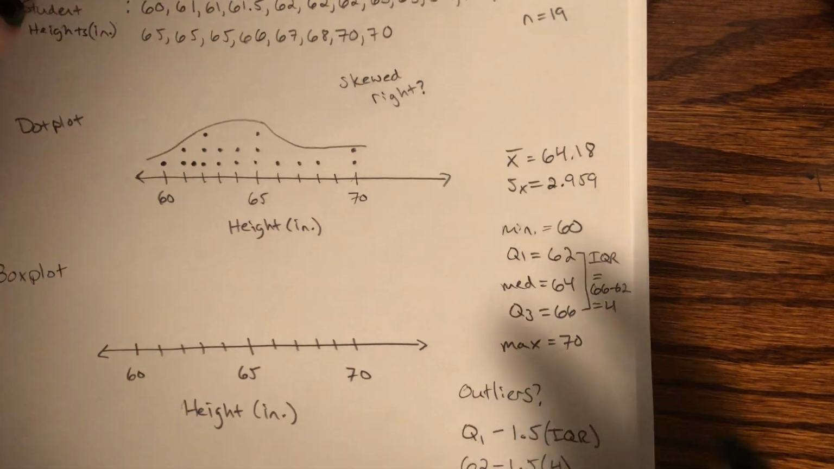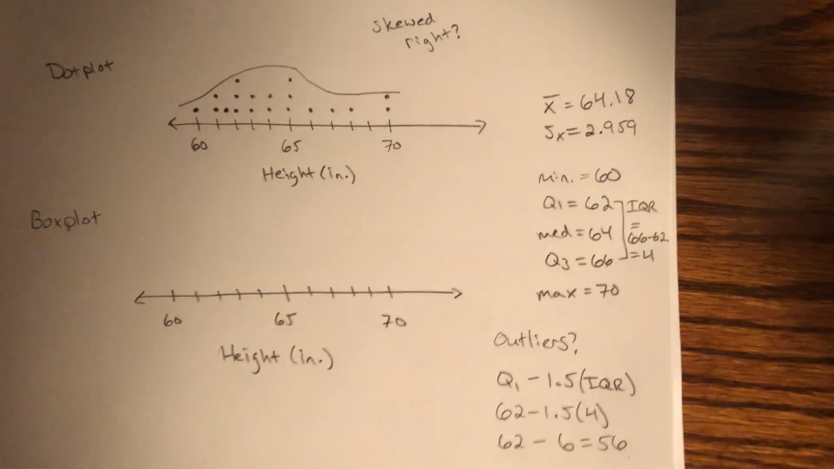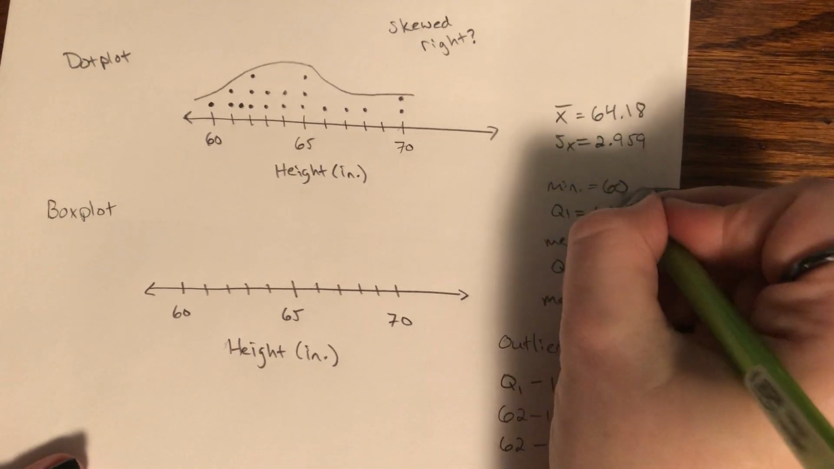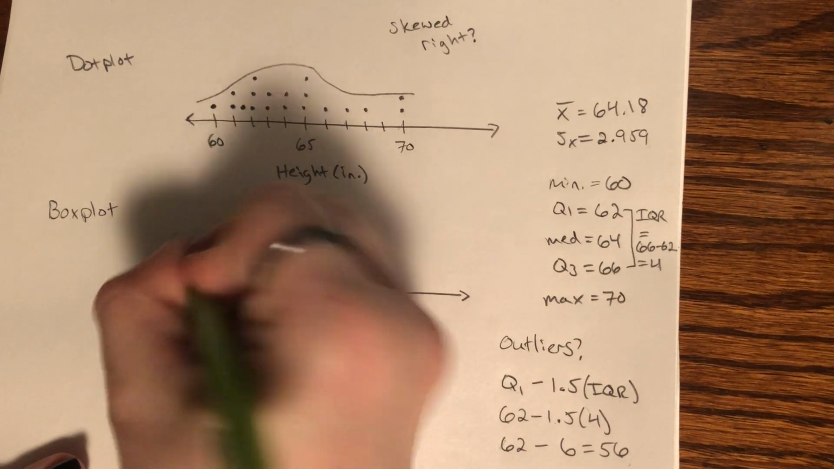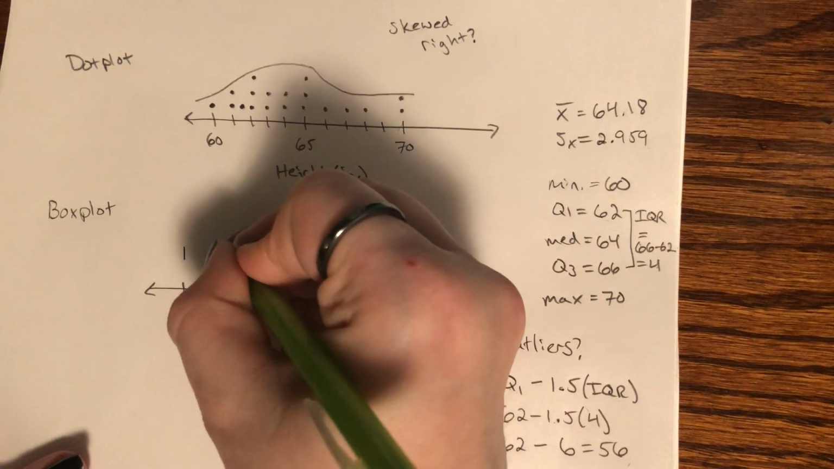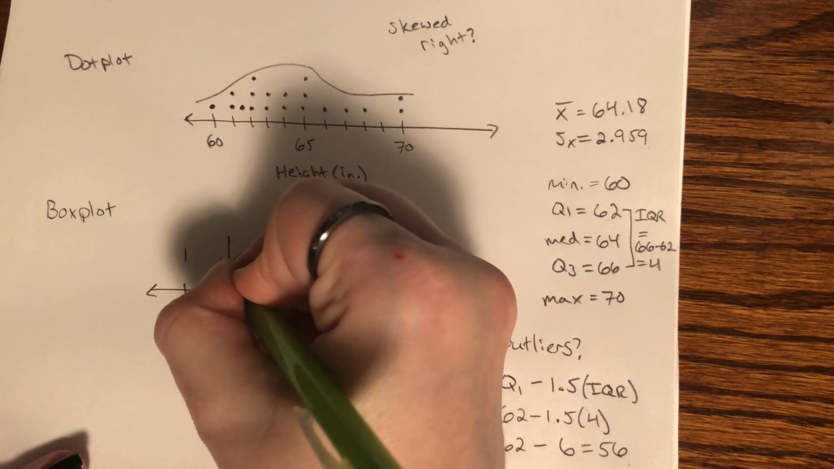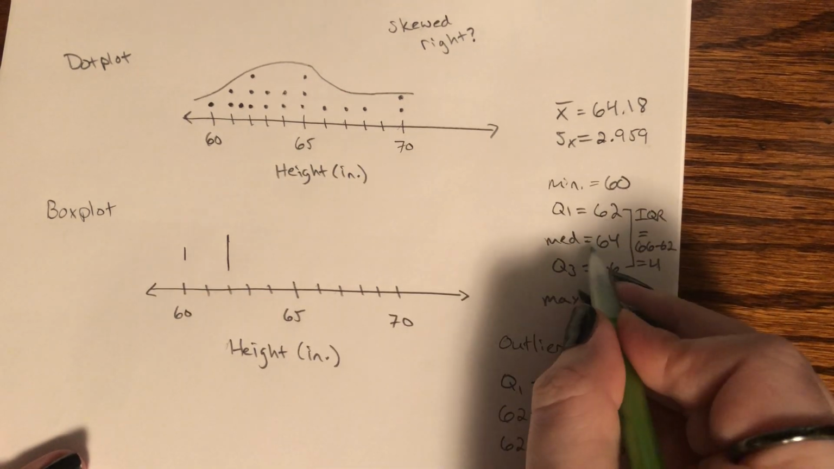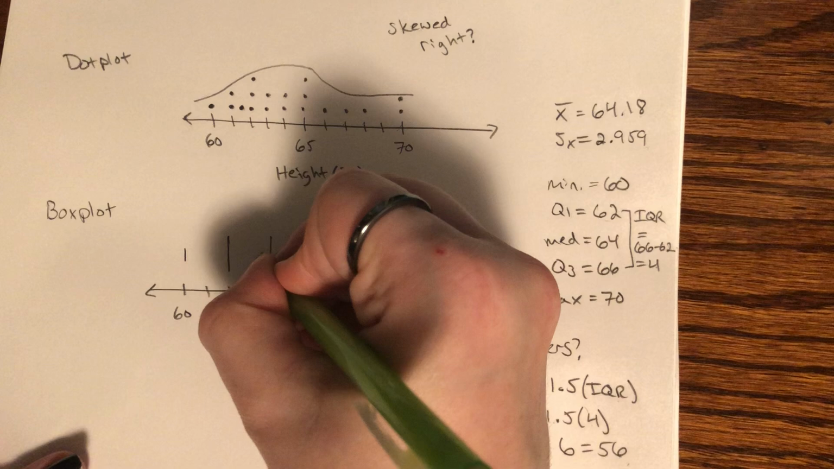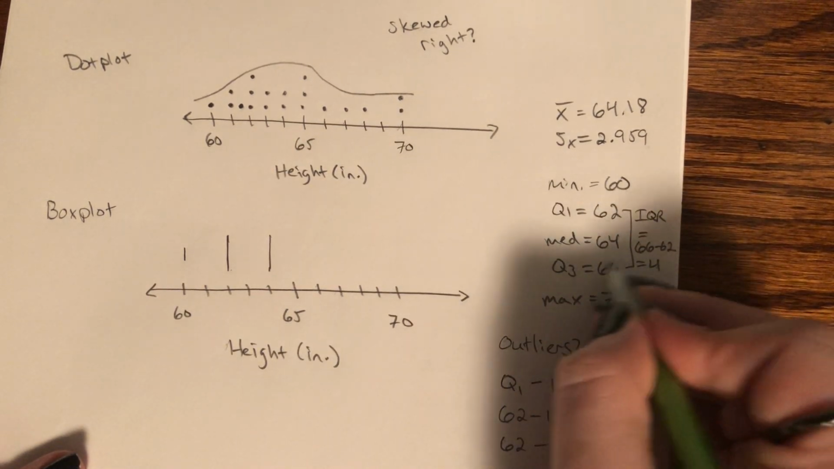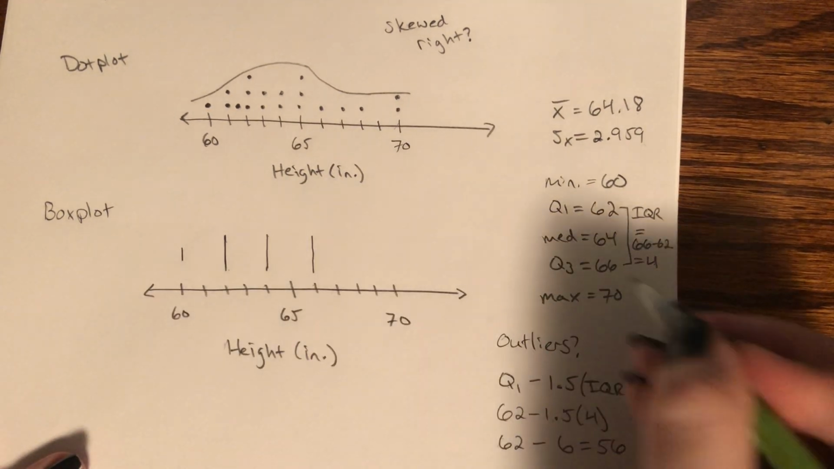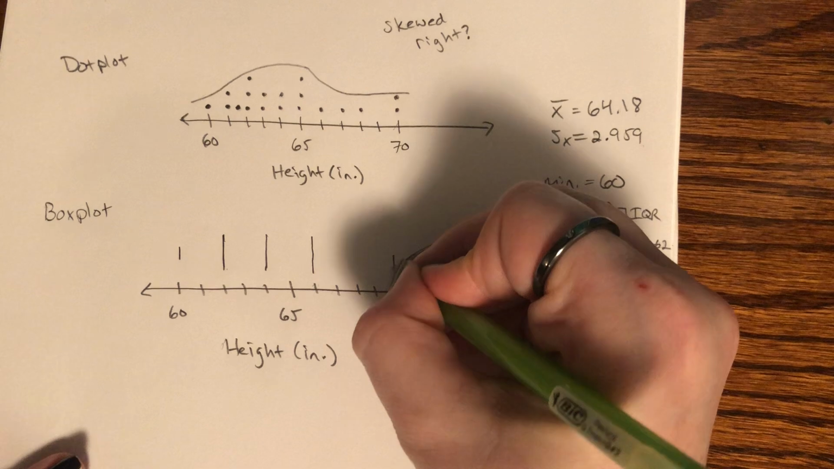So when I go to create my box plot, let me adjust my camera just a little bit, make sure that you can see this. I'm going to start with my minimum and just make a small tick mark at the 60 above the number line. At my first quartile, I'm going to create a larger tick mark here to start my box. My median goes in the middle of my box, so 64 is right here. So I'm going to make that the same size as this previous one. Then the last part of my box, 66, is going to go right here. Finally, my maximum of 70 can be right over here.